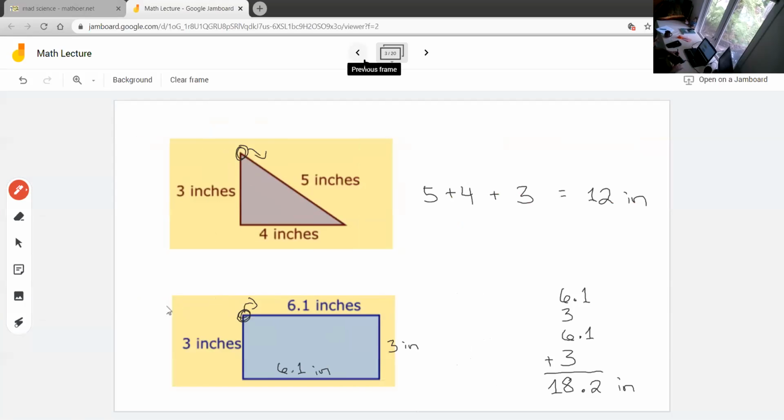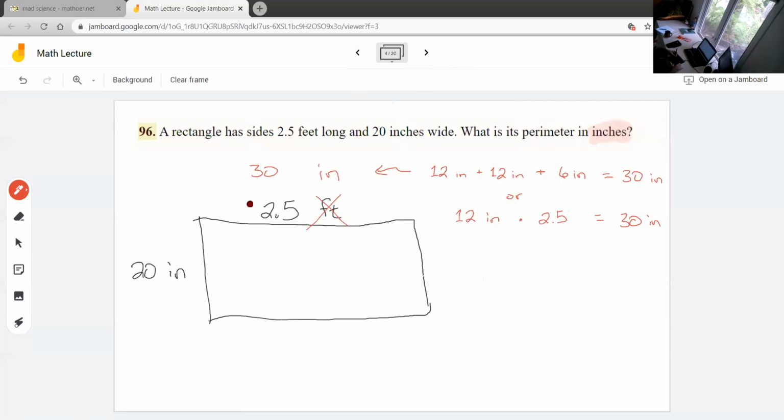So now we are back to this situation. Everything is in the same measurement unit. It's the measurement unit we were asked to use. So I can finish labeling things. I'll pick a corner, go around: 30, 20, 30, 20. And run.